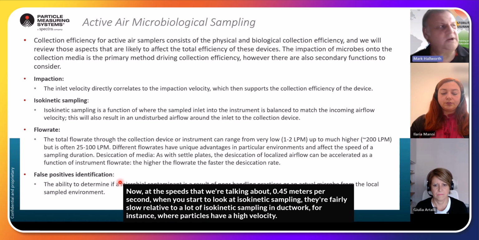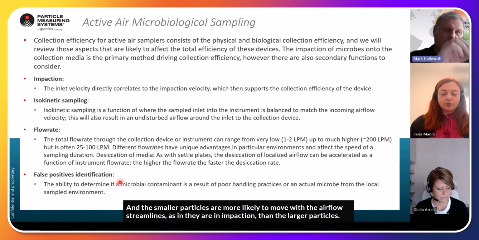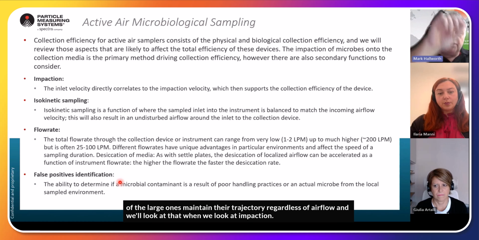Now, at the speeds that we're talking about, 0.45 meters per second, when you start to look at isokinetic sampling, they're fairly slow relative to a lot of isokinetic sampling in ductwork, for instance, where particles have a high velocity. And the smaller particles are more likely to move with the airflow streamlines, as in impaction, than the larger particles. So the large ones maintain their trajectory regardless of airflow. And we'll look at that when we look at impaction.